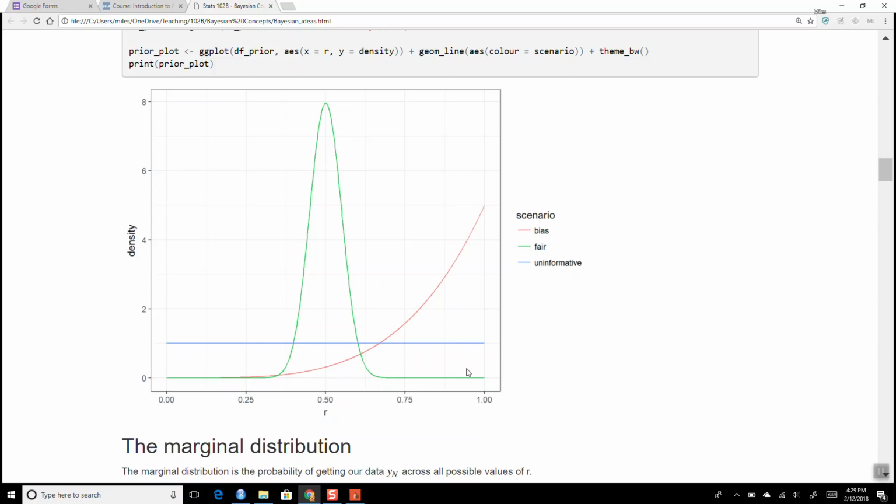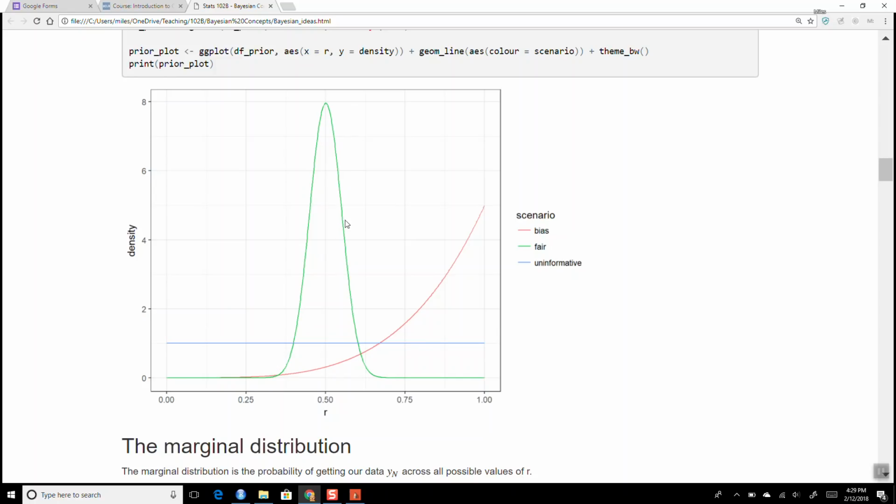So these are probability distributions. These all integrate to 1, okay? Because they represent the probability distribution on R. So the uninformative prior in blue basically says all values between 0 and 1 are equally likely. A coin could land heads 100% of the time. It can land heads 0% of the time.